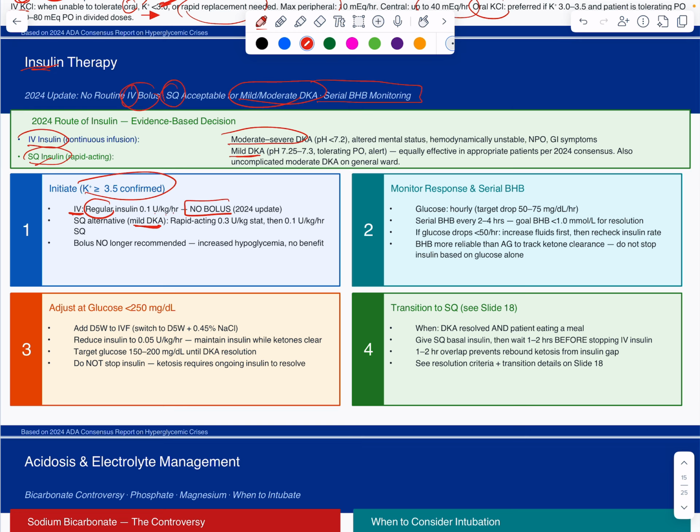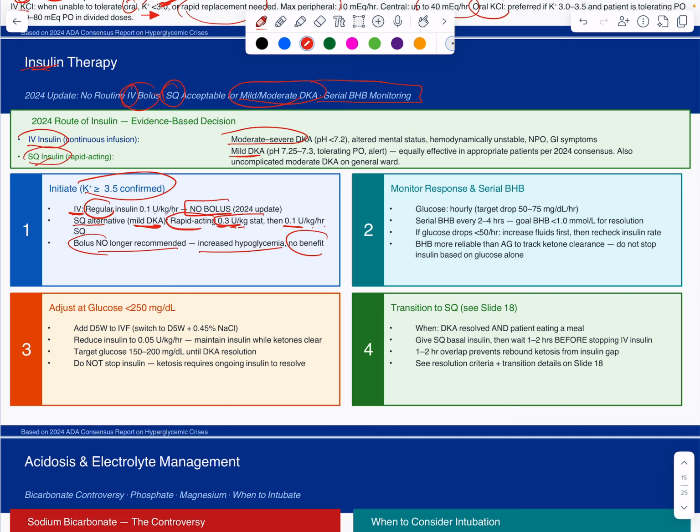If there's mild DKA, subcutaneous will be accepted, but you have to give rapid acting, like Lispro. You don't want to give glargine, that's very slow. You want something fast, and the dose here will be initially 0.3 unit per kilogram. That's one time. Then after that, you can give 0.1 unit per kilogram per hour subcutaneous. Again, the bolus is not recommended now because it didn't show any benefit and can increase the risk of hypoglycemia.